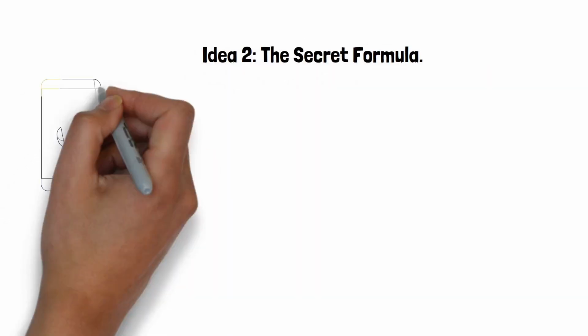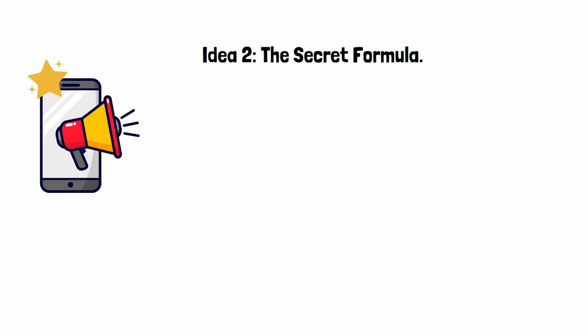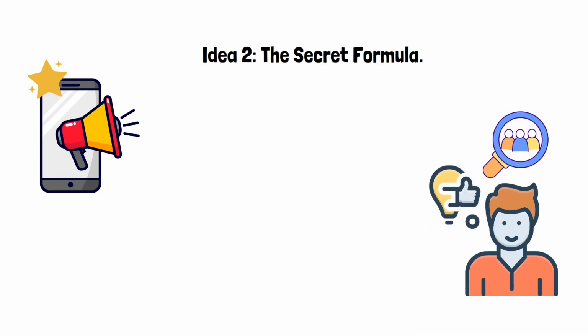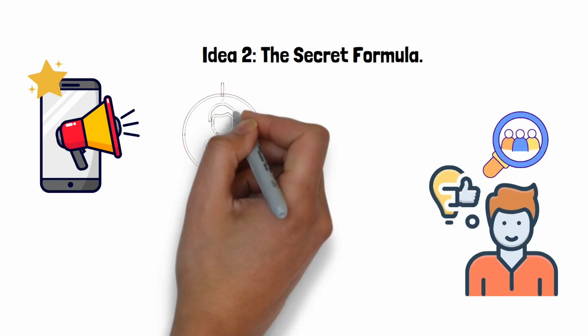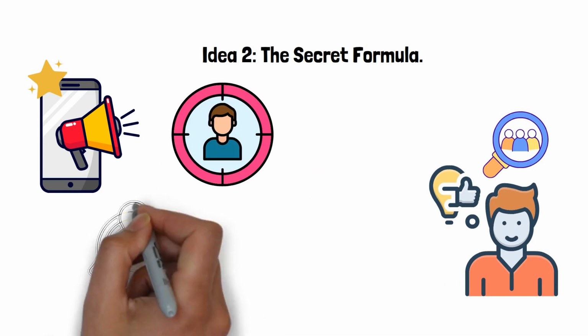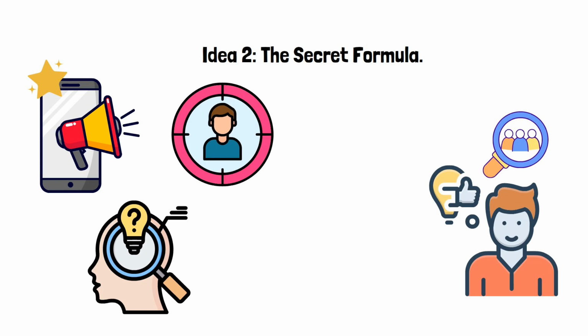Idea 2. The secret formula. The secret formula is a concept that provides a foundation for successful online marketing. It starts with the idea that before you can sell anything, you need to understand who you want to sell to. It's crucial to get a clear picture of your ideal customer. Think about their desires, pain points, and what keeps them up at night.